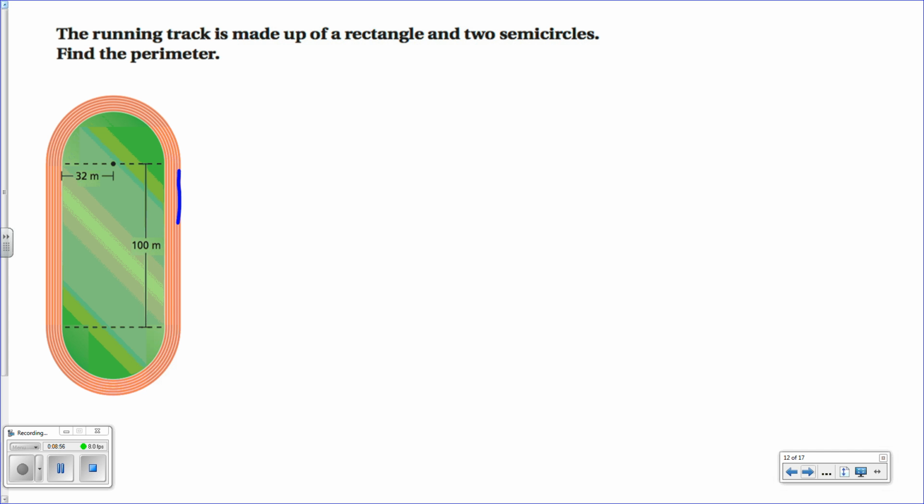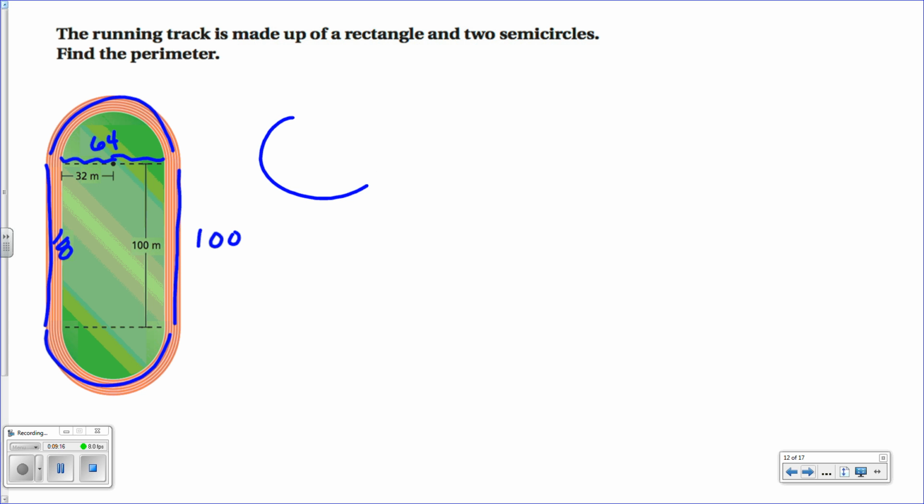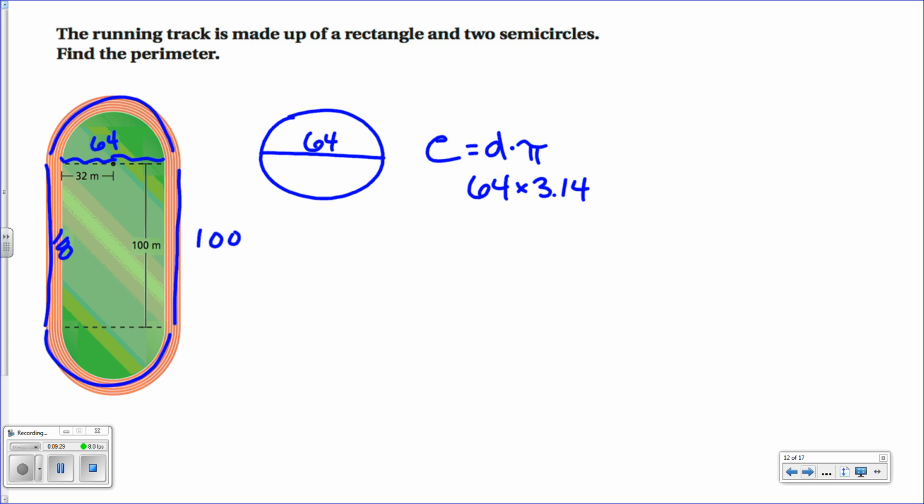Okay, on this one, we can already find out that each of the sides are 100. So I know that I'm going to add 100 here and 100 on this side. But now if you notice the top and bottom, if you were to put those together, you'd have an entire circle. And if my radius here is 32, then my diameter all across would be 64. So I'm dealing with a circle, if I bring it out here, that has a diameter of 64. And I can find circumference because it's diameter times pi. So 64 times 3.14 will give me my answer here for the distance around the top and the bottom together.